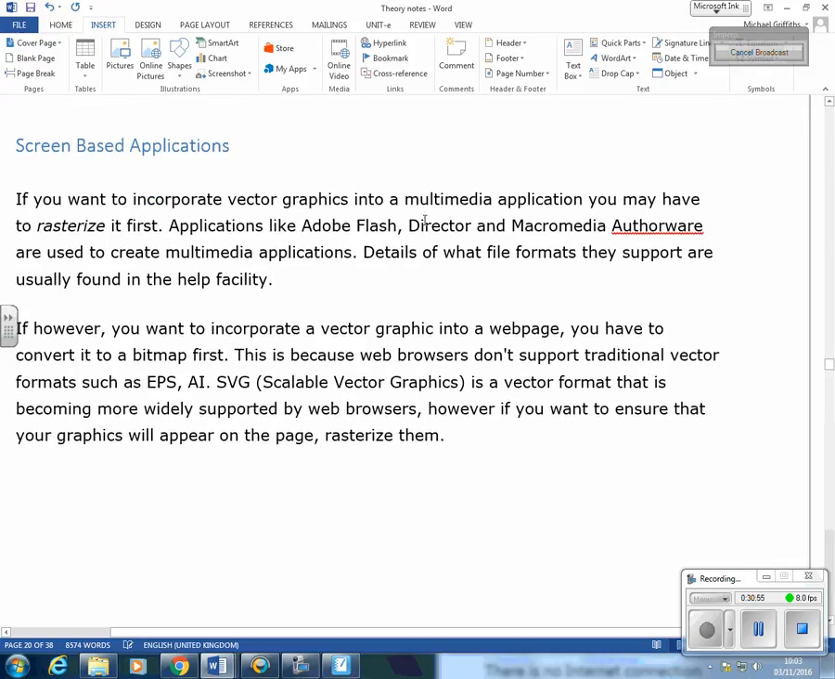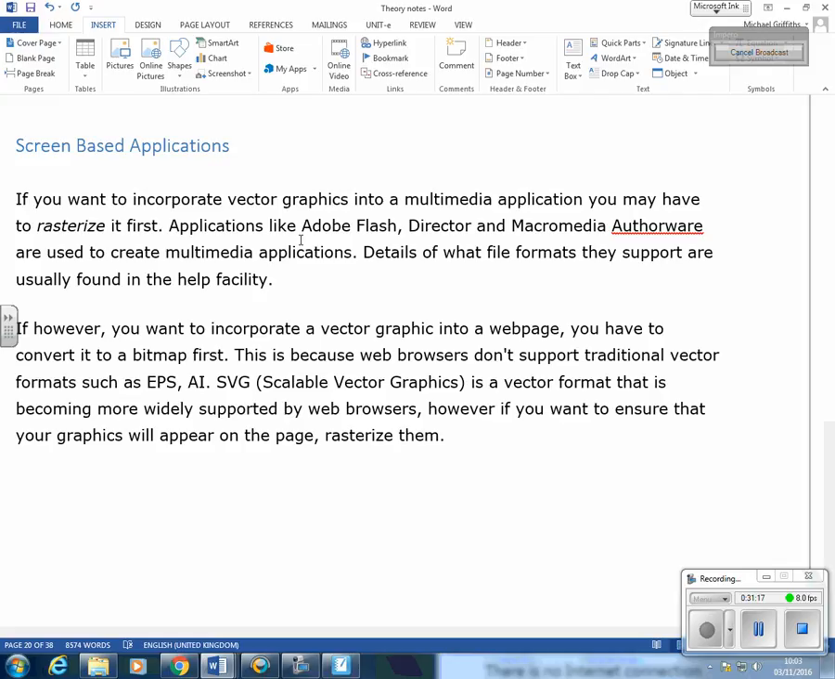Screen-based applications. These notes are pretty old, right? Because it talks about Director and Authorware. Macromedia as a company doesn't even exist anymore. Macromedia were the company that invented Dreamweaver, and Adobe bought them. So Flash and Director are really, well, Flash is still getting used now and then, but not massively.